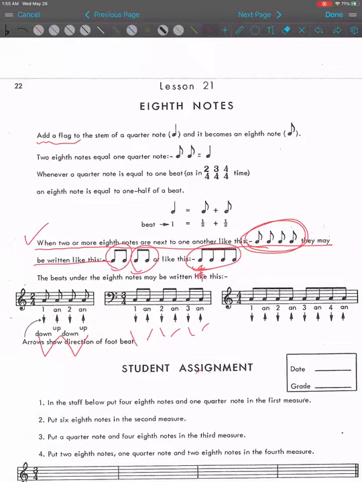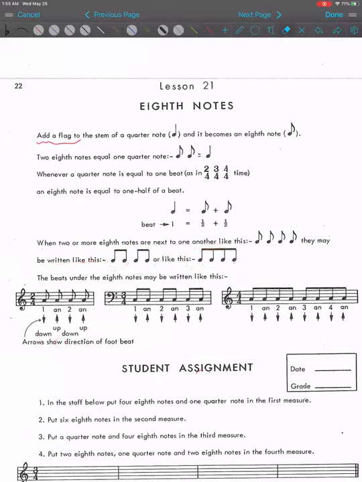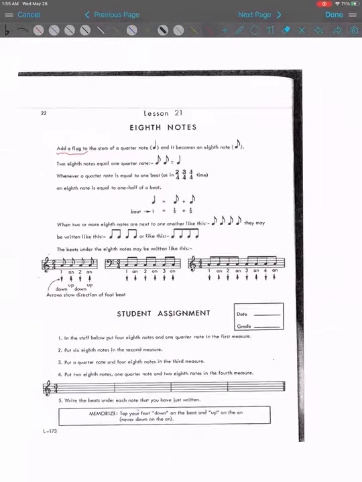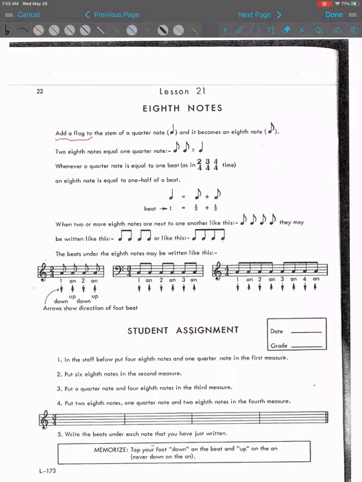When you write the beats in this book, you're going to add "and", or sometimes I just write a plus sign when I need to write a lot of them. So I'm going to use "and" as a plus sign, but always follow the instructions.